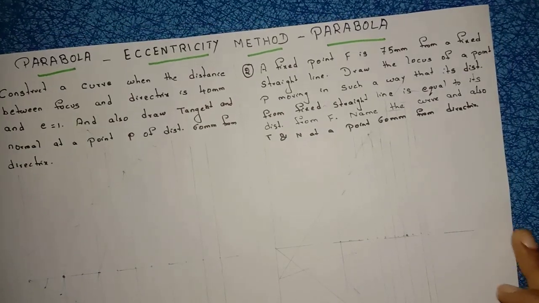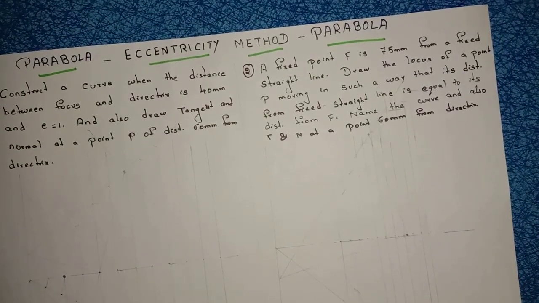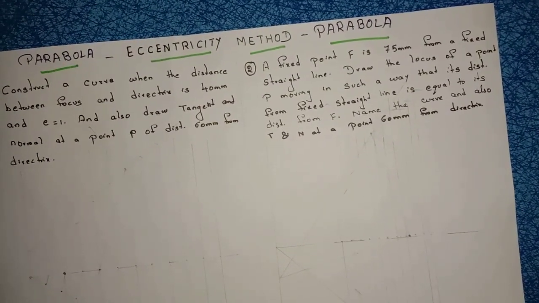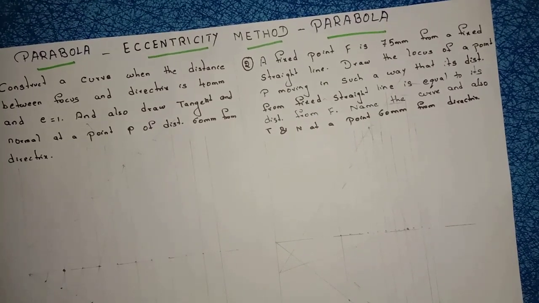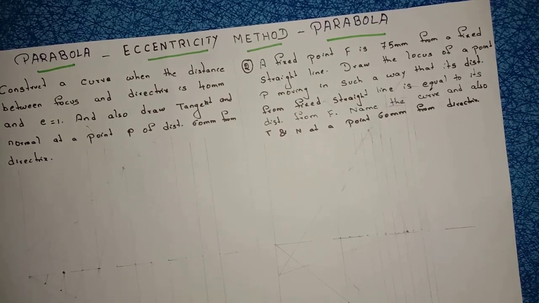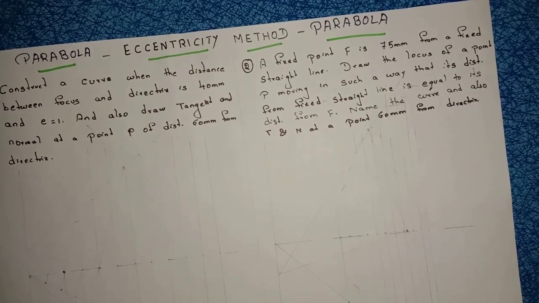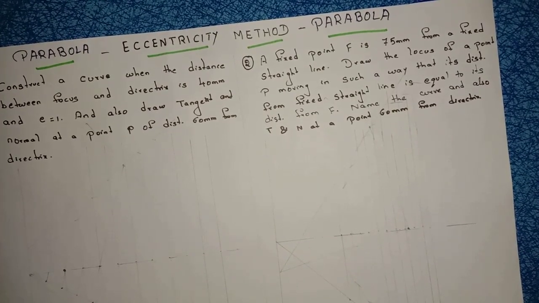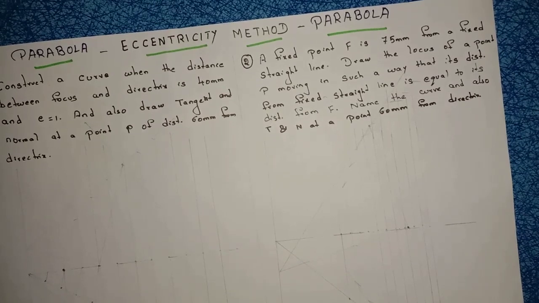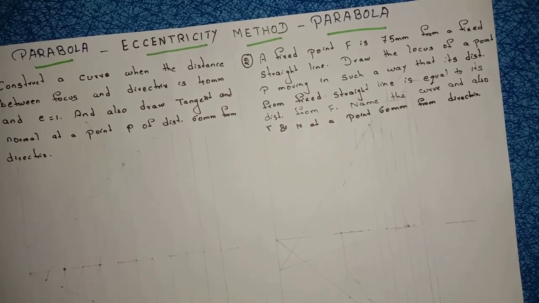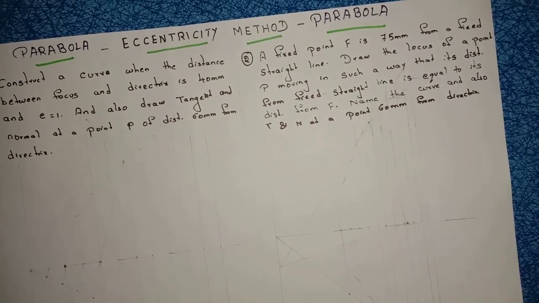Okay, students. So in previous lectures, we have completed the concept of ellipse. We have constructed the ellipse by 5 methods: eccentricity method, intersecting arc method, rectangle method, parallelogram method, and concentric circle method. Now let us start with parabola. In parabola, we have 4 methods: eccentricity method, rectangle method, parallelogram method, tangent method. So let us start with eccentricity method.